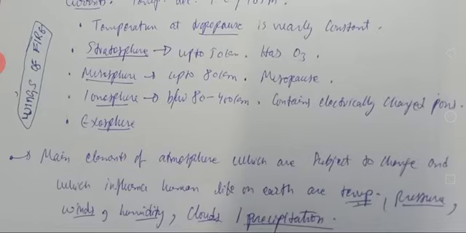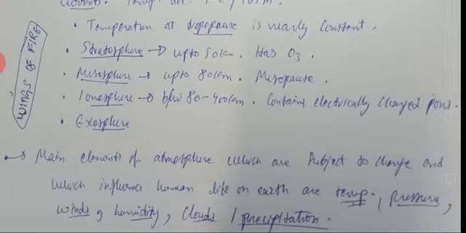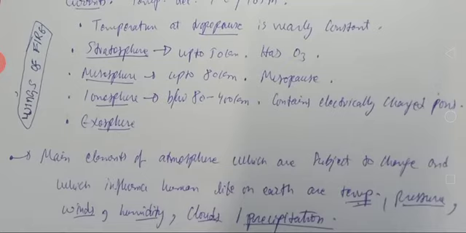Above mesopause is the ionosphere between 80 to 400 km. Ionosphere contains electrically charged particles or electrically charged ions. Ionosphere helps in the reflection of radio waves back to the surface of the earth, and therefore ionosphere helps in communication. And the last layer is exosphere. The air here is very rarefied, and exosphere mostly consists of hydrogen and helium.